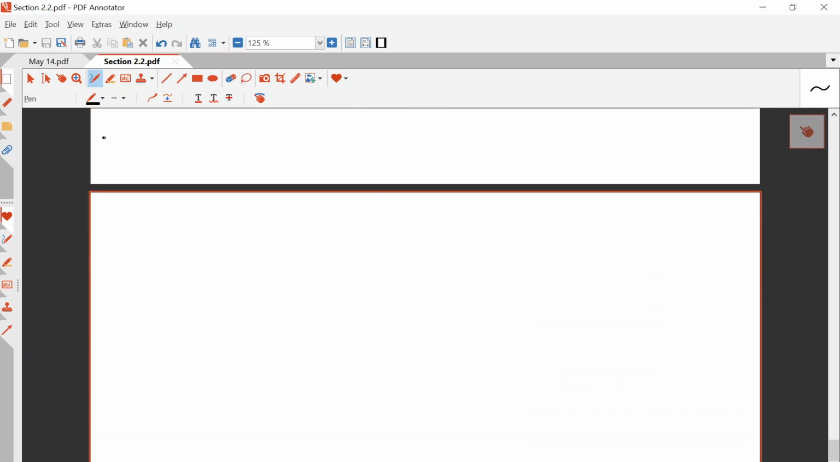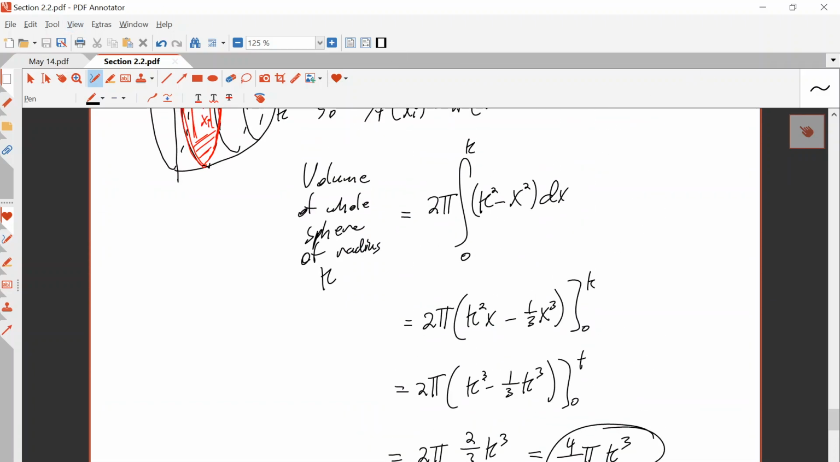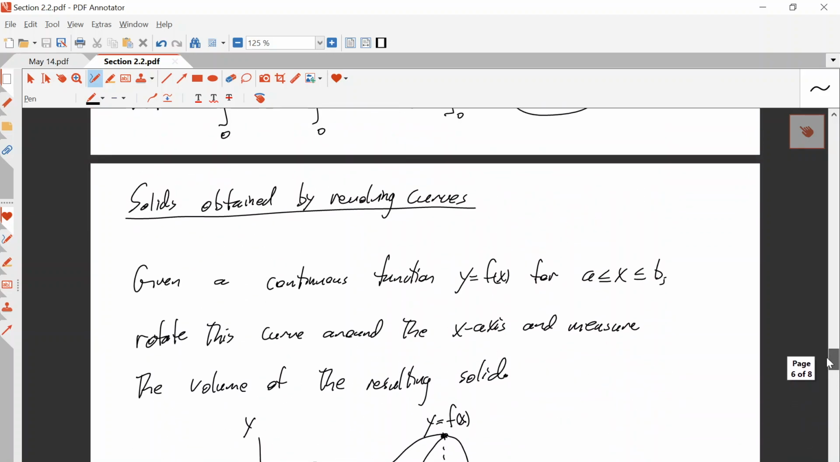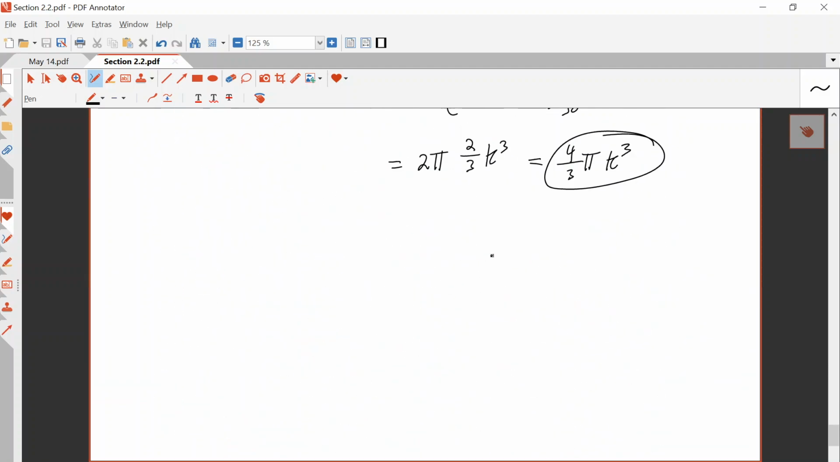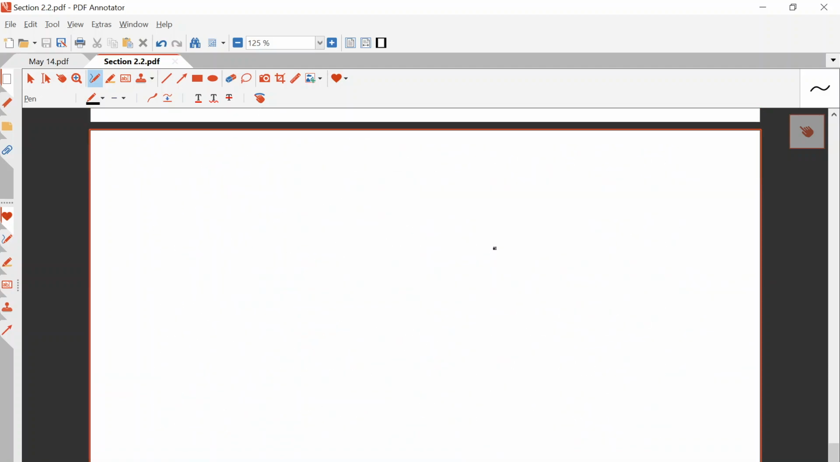So that's the sort of basic setup for revolving curves. So you have your function y equals f of x, like that, and you revolve it around the x-axis. But you don't have to have just that. There's something definitely more general that follows the same idea. So revolving more general regions around an axis.